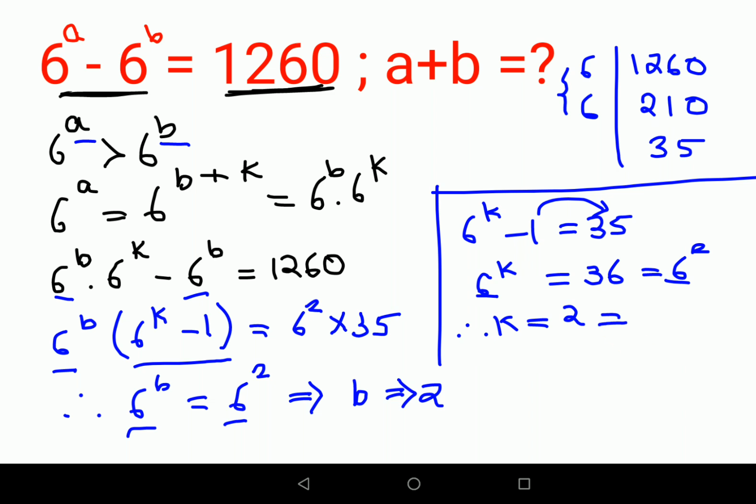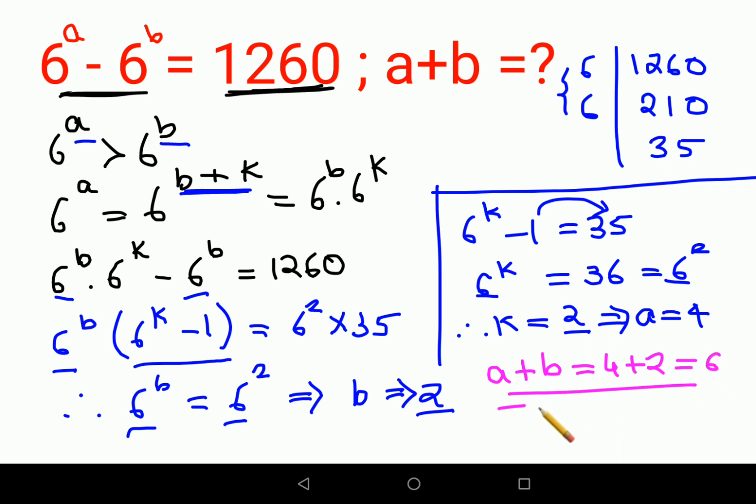So from here I can say a value will be b plus k. A is nothing but b plus k. So 2 plus 2 gets you 4. Now for the final answer, since we were trying to find the value of a plus b, that is nothing but 4 plus 2, which gets you the answer as 6. That, my dear friends, is the final answer for this particular question.